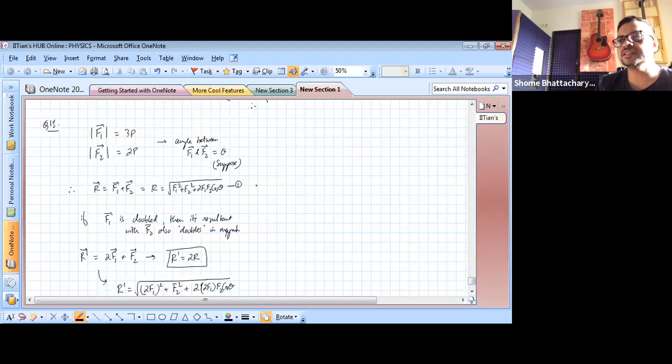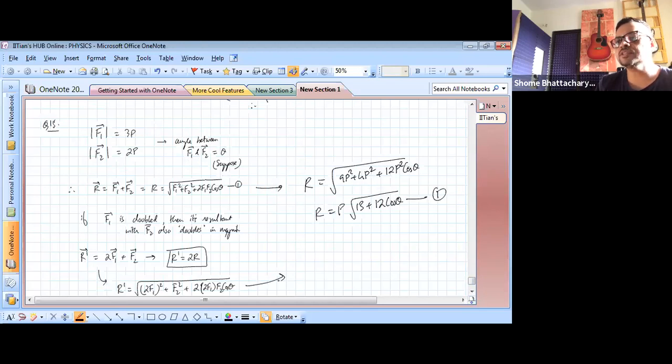So this statement will become what? That R is equal to square root of 9p square plus 4p square plus 12p square cos theta. So R is equal to p into square root of 13 plus 12 cos theta. This is my equation 1 now.